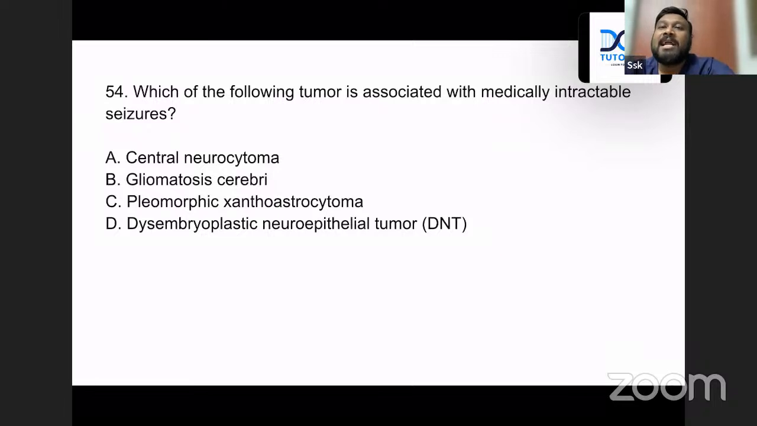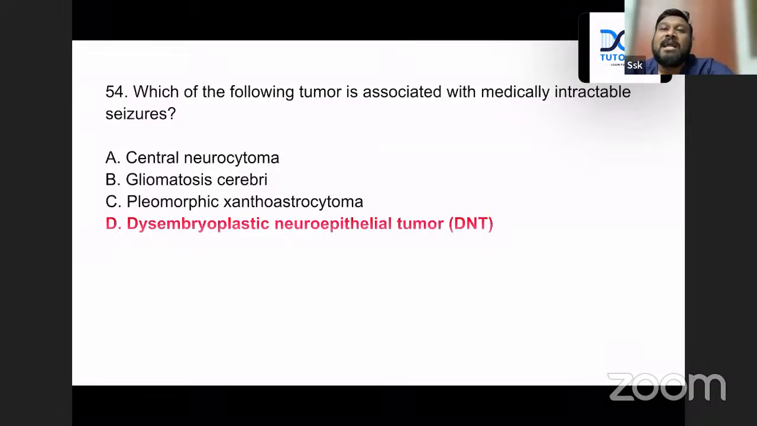Regarding medically intractable seizure, the most important thing that you have to remember is the dysembryoplastic neuroepithelial tumor, DNET. This is one of the most common tumors causing intractable seizure. They are usually very tiny tumors. They are WHO grade 1 tumors. They have a very good prognosis, but they usually present to you with seizures.